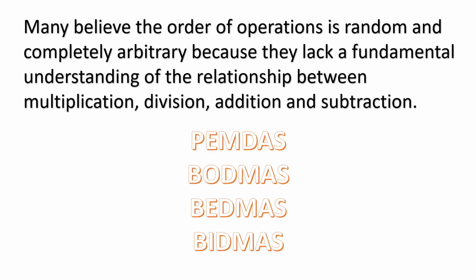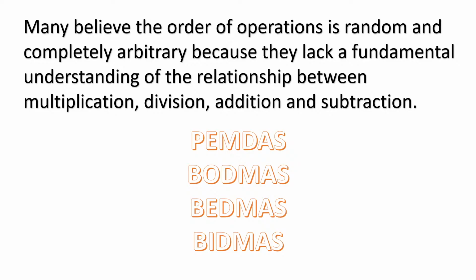There's a lot of people who understand this, but then a lot of people believe that this order of operations is some kind of random and made up thing, or it's arbitrary. I see a lot of comments from people who believe that, and I think it's because they don't understand the relationship between multiplication, division, addition, and subtraction.